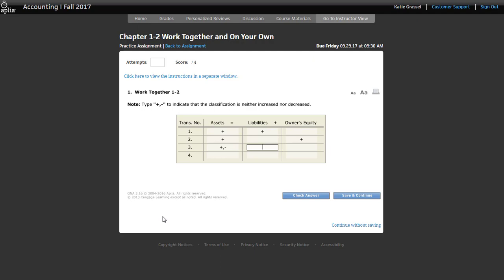So my liability, how much I owe people, is it going up or down? I owe the people that I got the bandanas from more money or less money? Less. Once I give them money, I owe them less. Because if I had a bill for $100, if I paid them $100, the amount that I owe them just went down. So I have a cash asset that's going down, and I have a liability that's going down. So I have two minuses here.